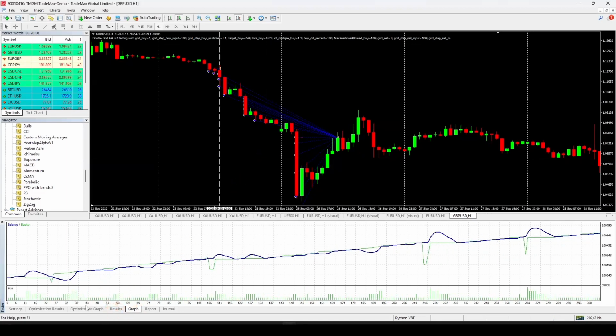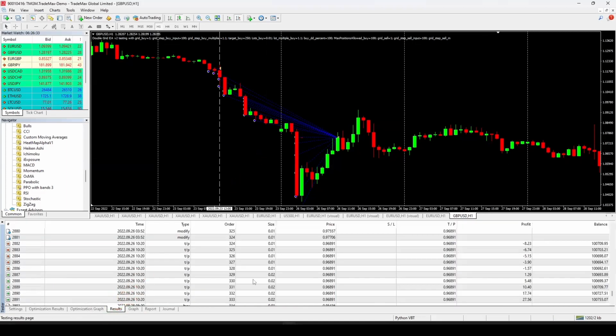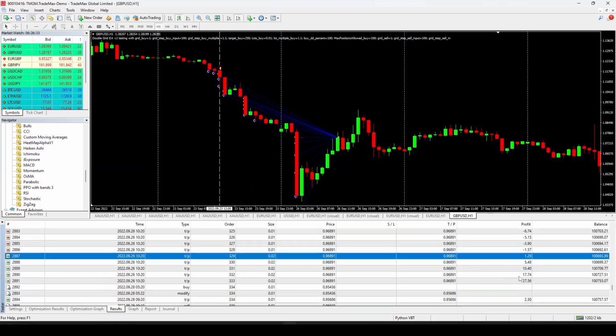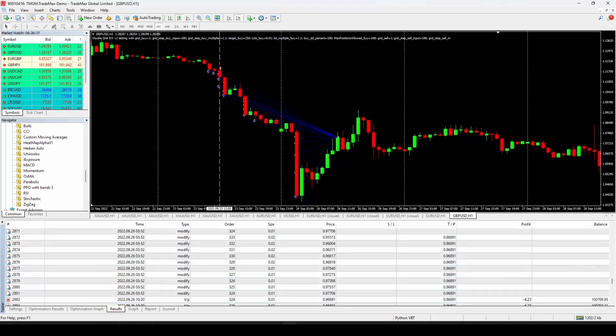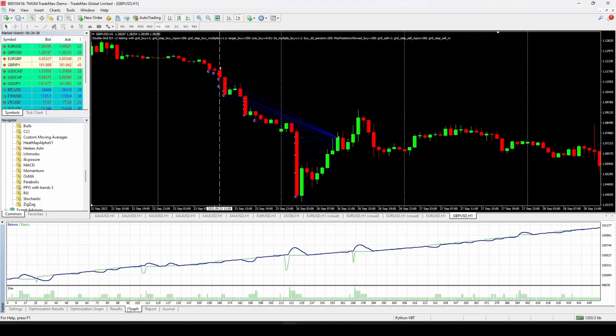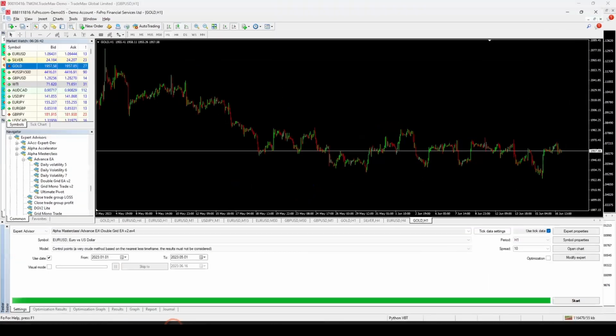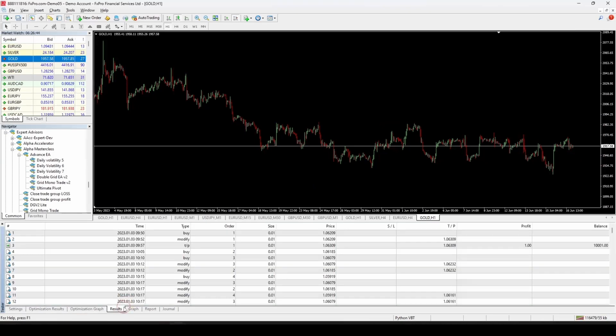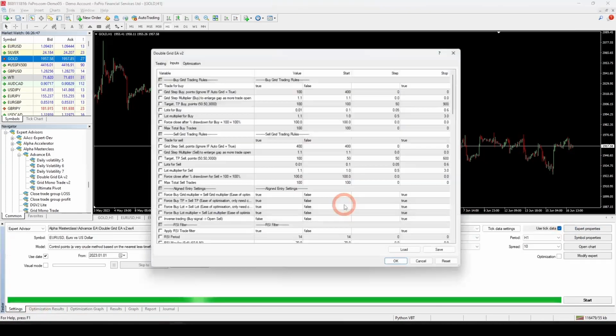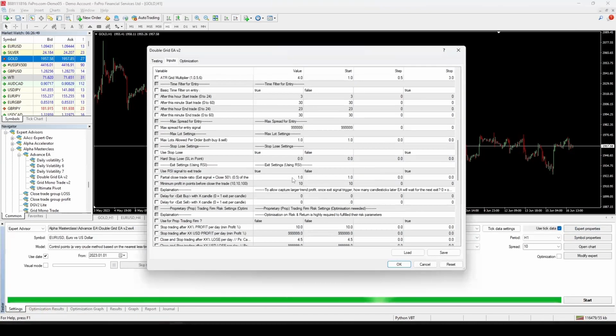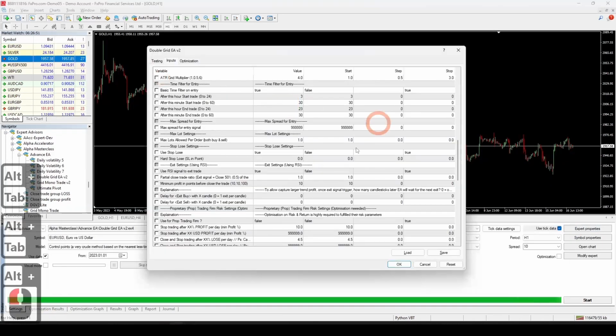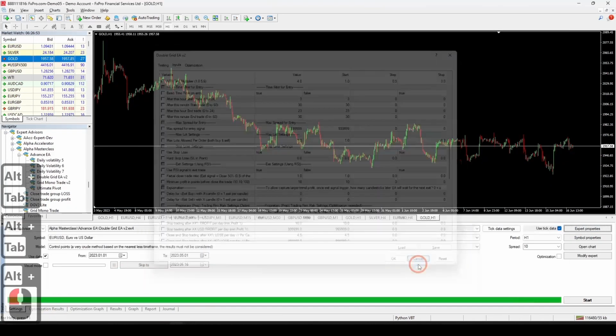2022 September. Yep, you see there's a drawdown here. Okay, coming back to here. This is a stop loss pass.